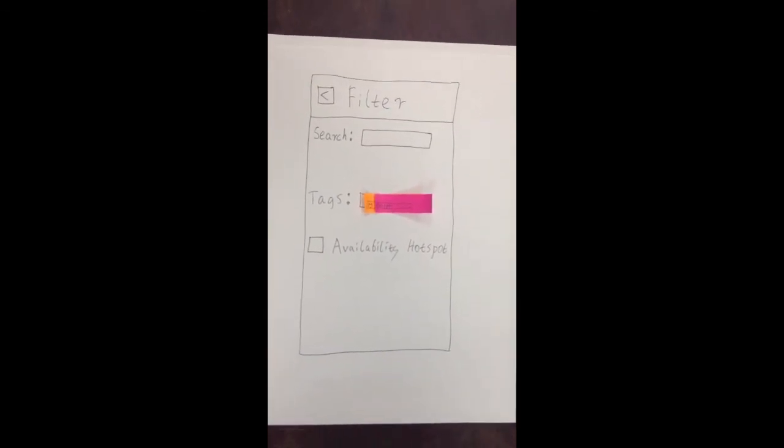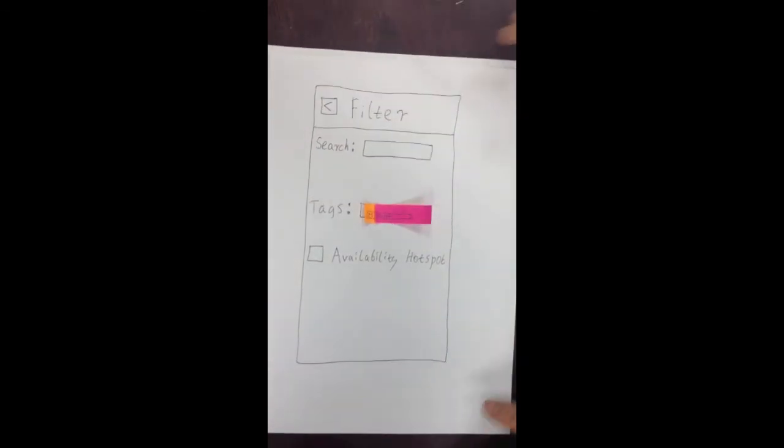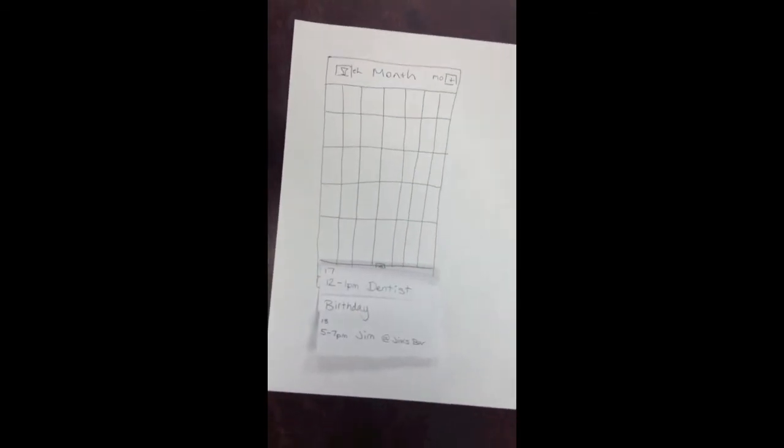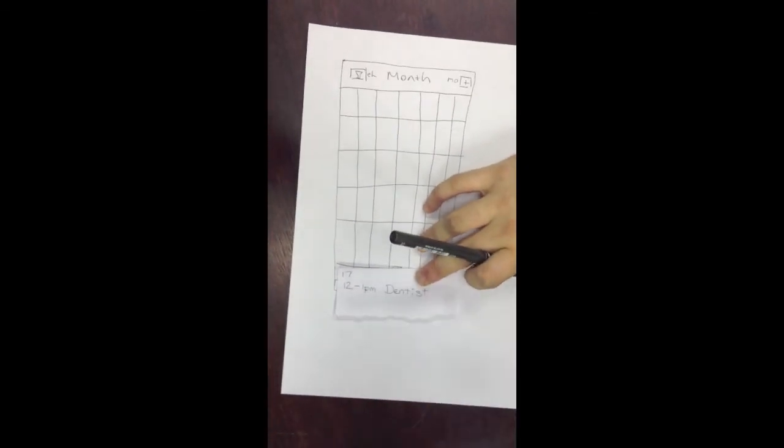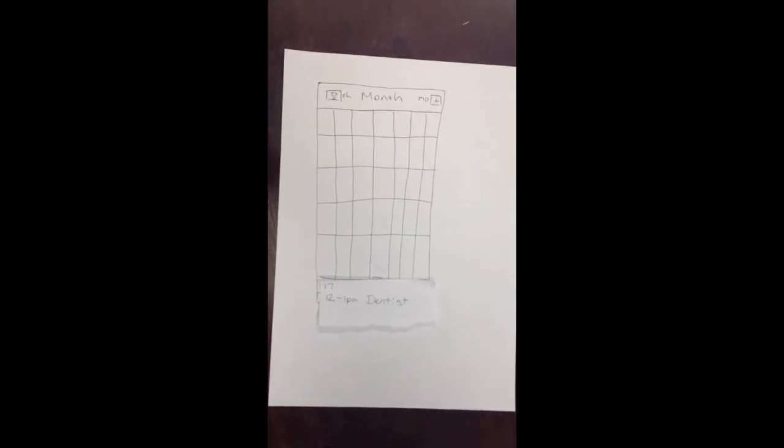So now you would press the back button, and it would take you back to the previous view, and it would hide appointments that aren't relevant.